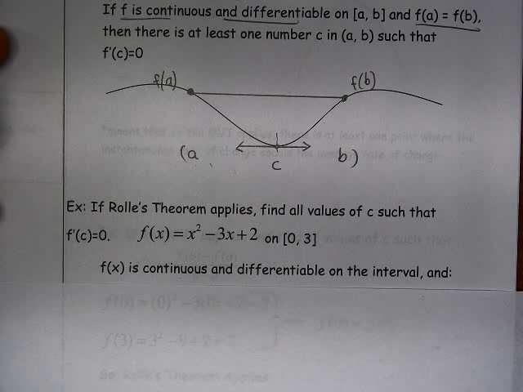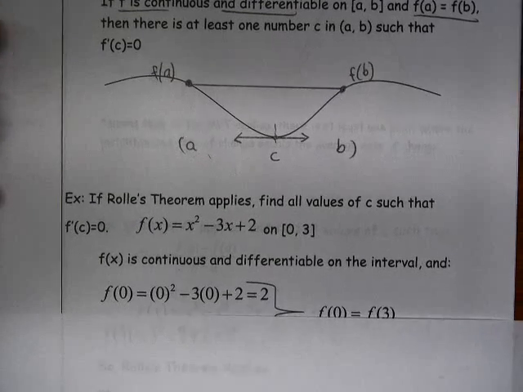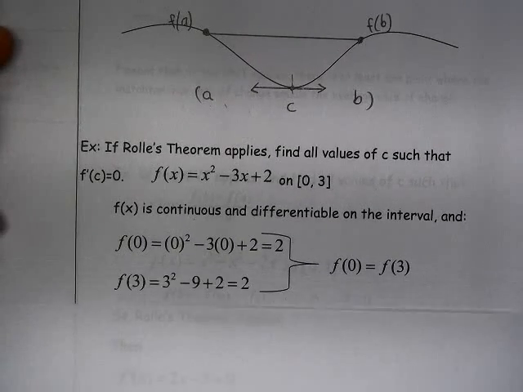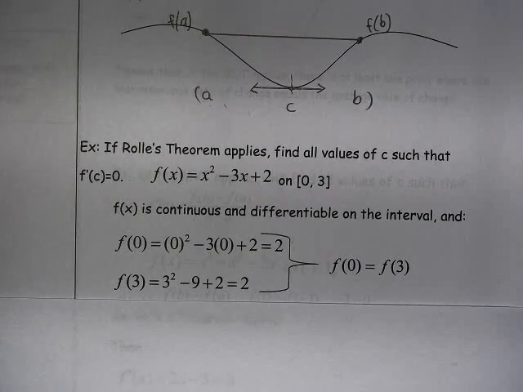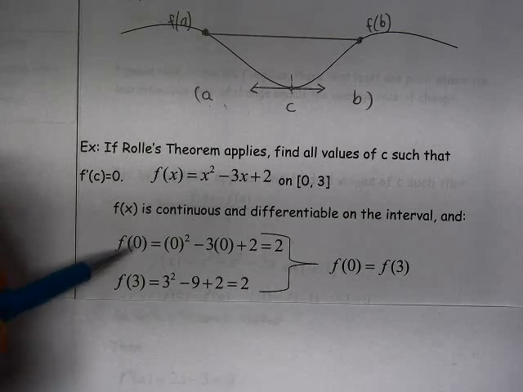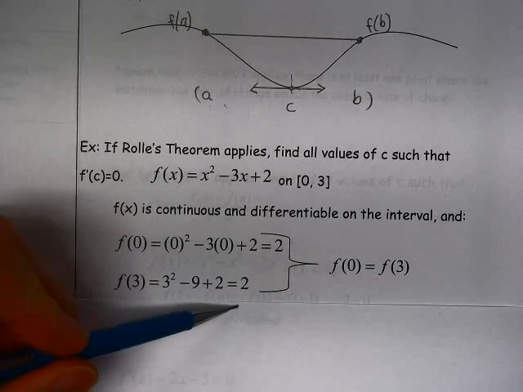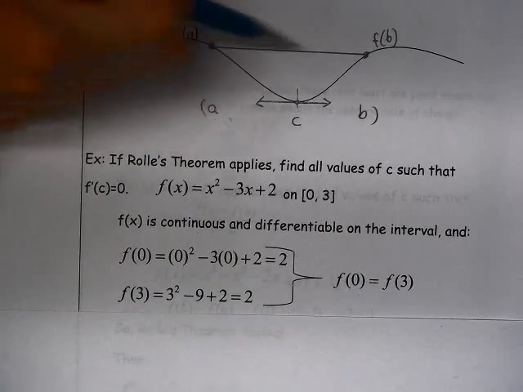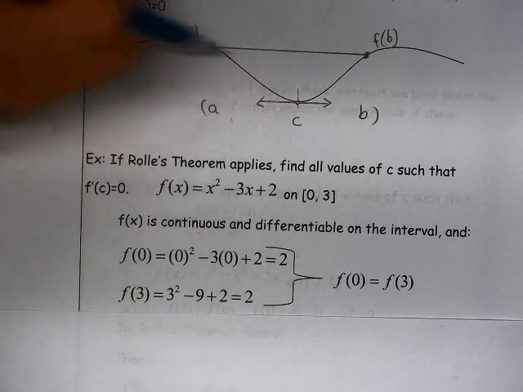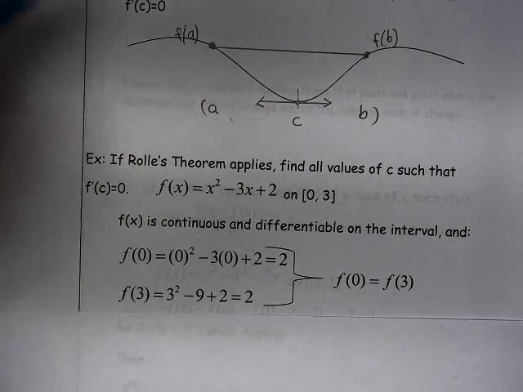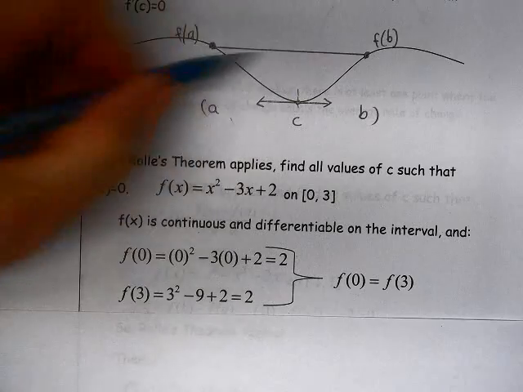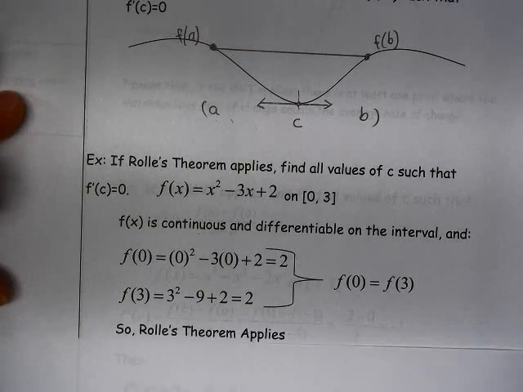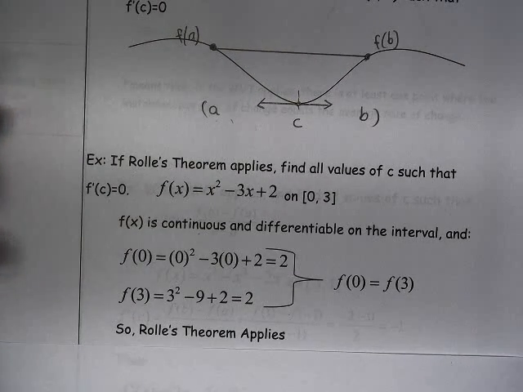All right, so I plug in 0 and 3. I get f of 0 and f of 3. I find that both f of 0 and f of 3 are equal to 2. So my 2 points are at the same height. So the average rate of change from one point to the other is equal to 0. And that means that Rolle's theorem applies.